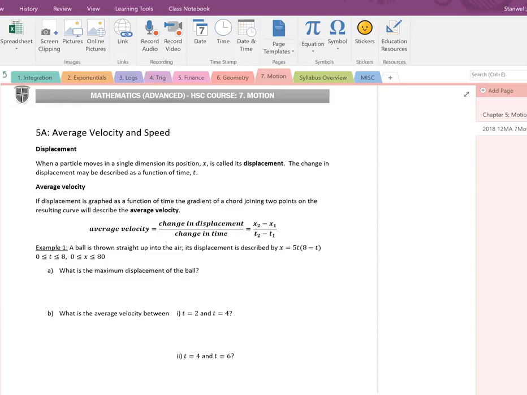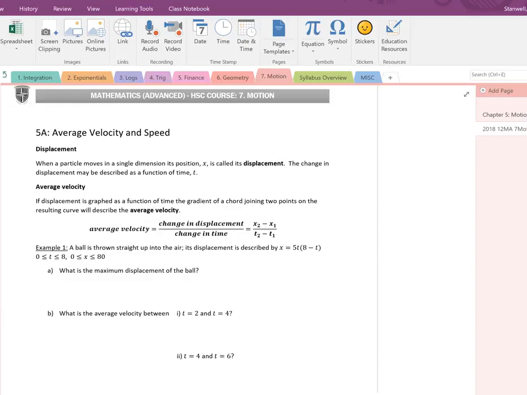Now, because I have some function, and I could graph it, if I choose 2 points along that curve and draw a straight line between them, that will be a chord. Chord being a straight line that joins 2 points on the curve. The gradient or slope of that chord will describe the average velocity. Okay, the average velocity between those 2 points in time. So, average velocity is change in displacement on change in time, or x2 minus x1 on t2 minus t1.